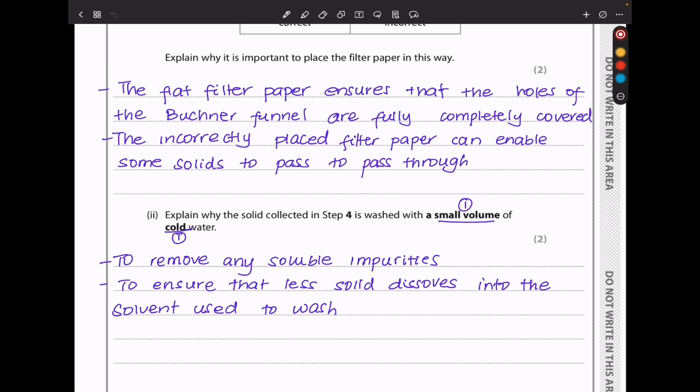Explain why the solid collected in step 4 is washed with a small volume of cold water. This is done to remove any soluble impurities. And again, remember the solvent used can dissolve the solid, but if it's in cold conditions, the dissolution is going to be lower. So cold water is used to prevent the solubility of the crystals into the water.